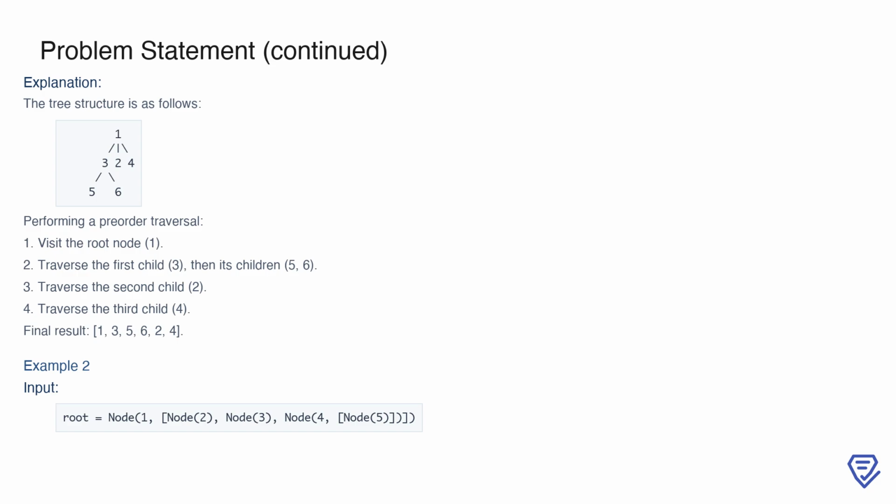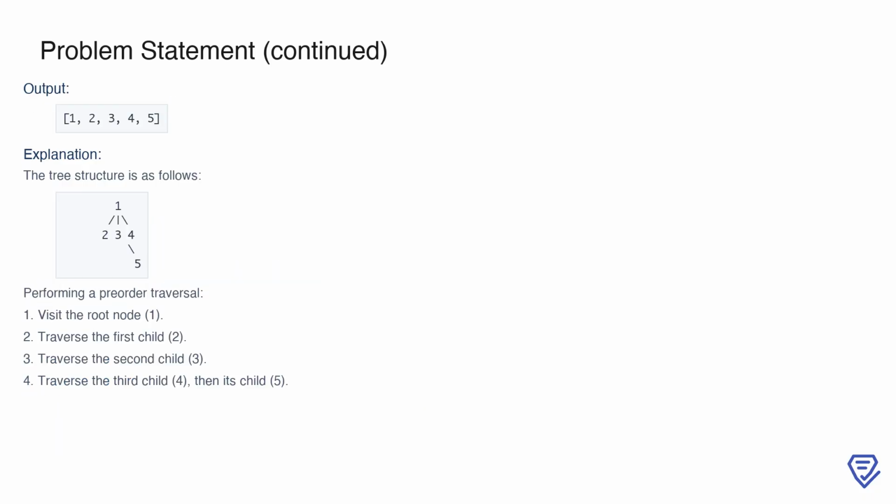After finishing with node 3 and its children, we return to the root and traverse the next child, 2. Finally, we move to the last child, 4. This traversal gives us the result, 1, 3, 5, 6, 2, 4. By following the depth-first approach, we ensure that each subtree is fully explored before moving on to the next sibling.